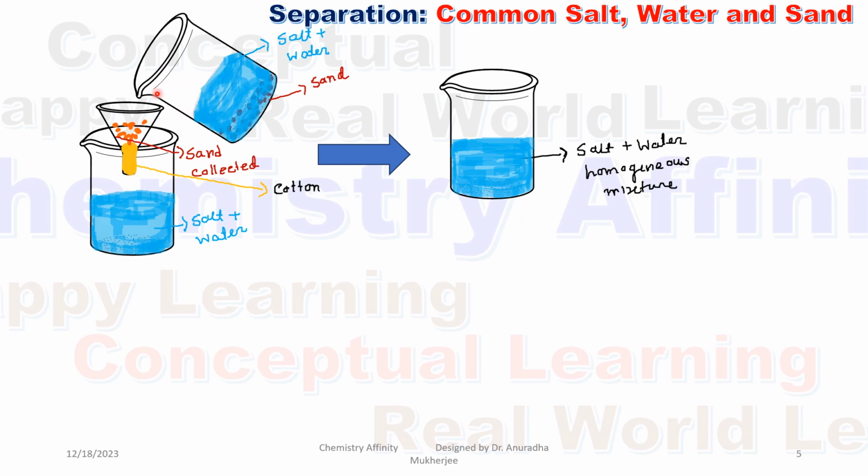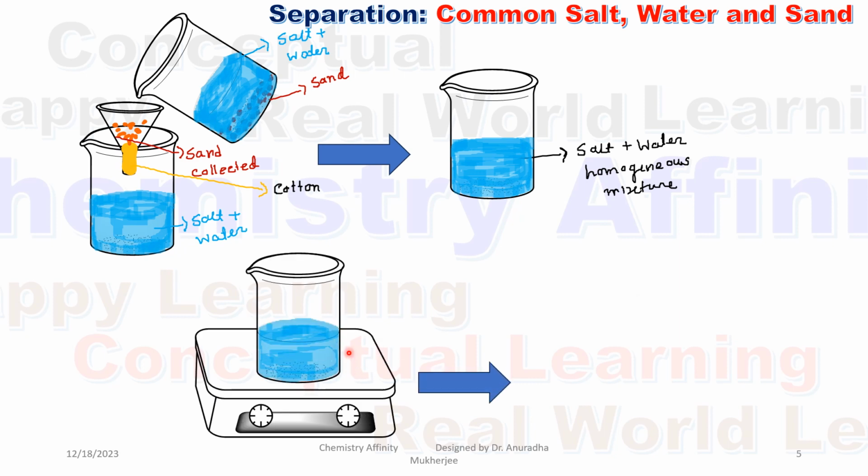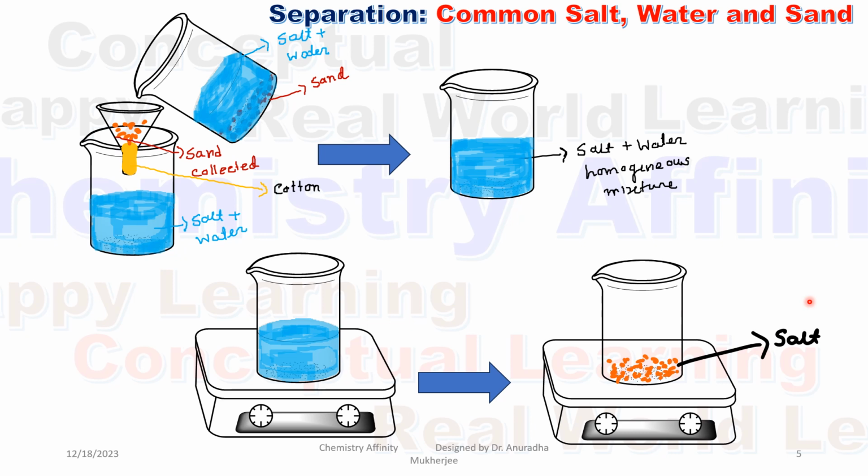Now if we start to filter it, sand particles collect inside the filter paper and salt water collects in the beaker. So this is the salt water, which is a homogeneous mixture. Now when we start to heat the salt water at 100 degrees Celsius, water evaporates completely and the salt remains as a solid in the beaker.